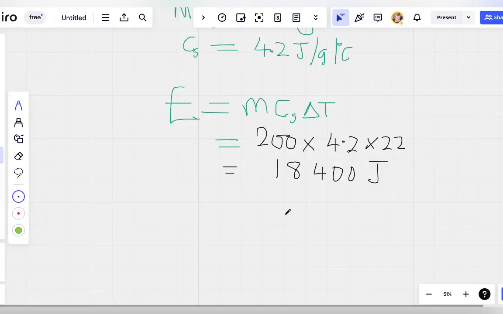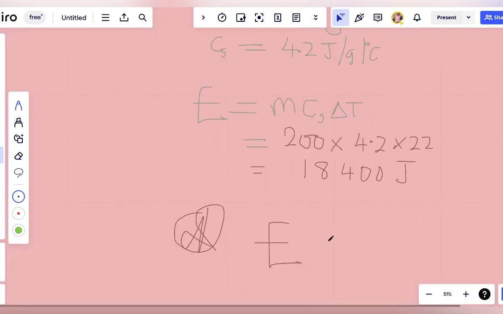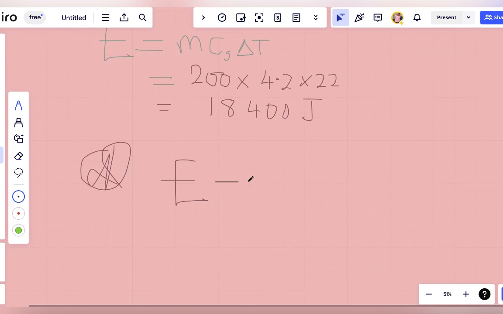To calculate specific latent heat of fusion, we always use E. Let's stick with E. The energy is equal to M, the mass, multiplied by the latent heat of fusion, LF. This F is a small subscript. This is what they ask us to calculate, so we make LF the subject of the formula. LF is one parameter, they are not 2 parameters.